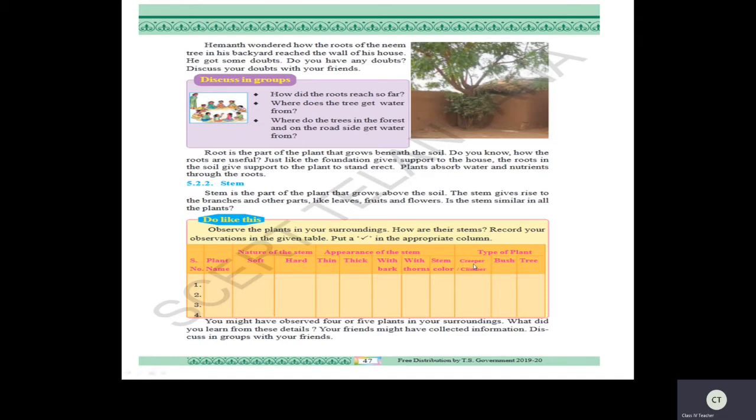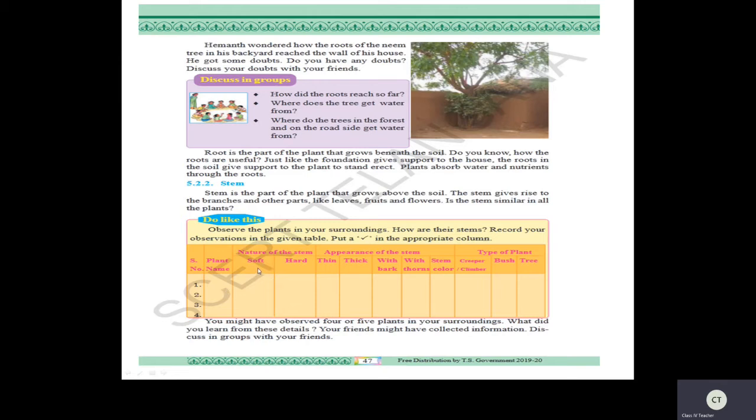Okay, now see here, creepers or climbers. Type of plant, you have to observe. Either it is a creeper or a climber, you have to mention. And is it bushy? For example, if you have a hibiscus plant in your home, will it be bushy or creeping or climbing, children? Yes, it is bushy. Is it a tree? No, it is a shrub. So it is a bush. So you can write hibiscus plant.